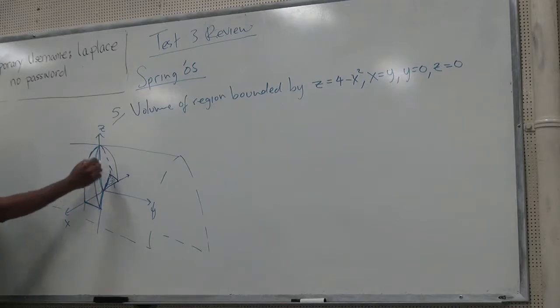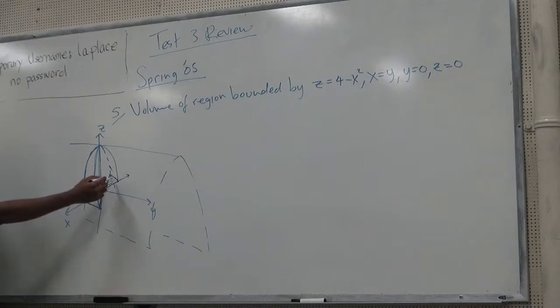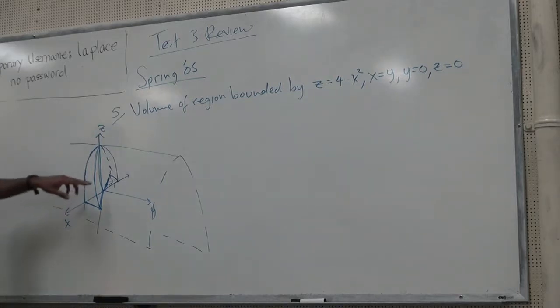The top is z equals this. You say that y equals 0 and z equals 0, so you can never be negative. Then this part wouldn't be bounded, because if it says y equals 0, the y part is negative on that side.